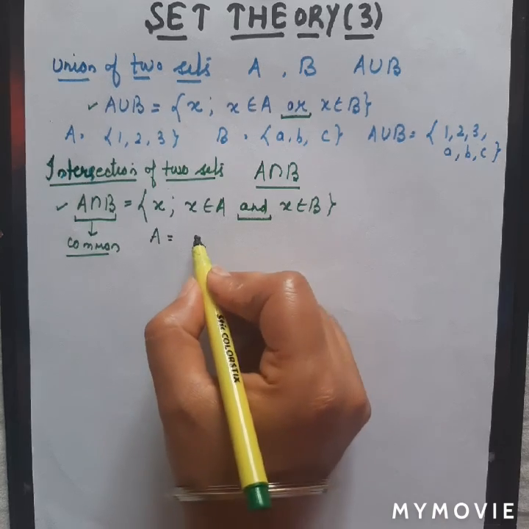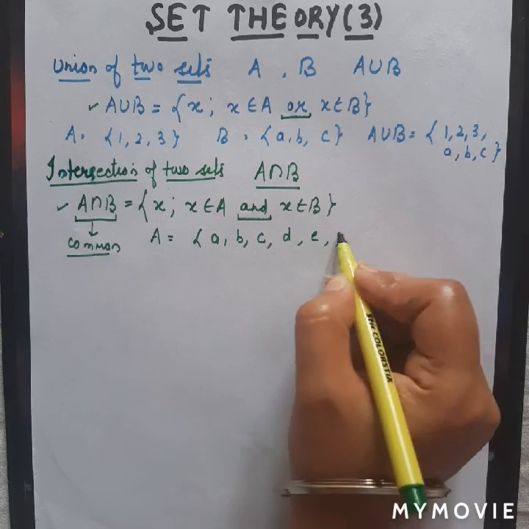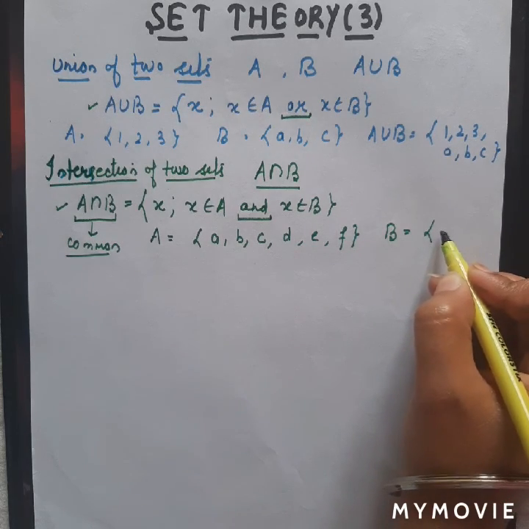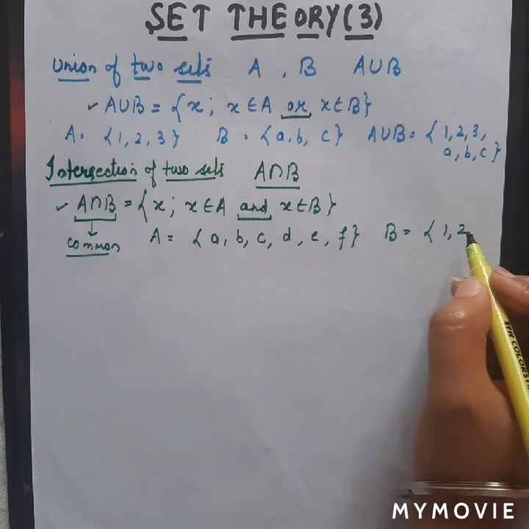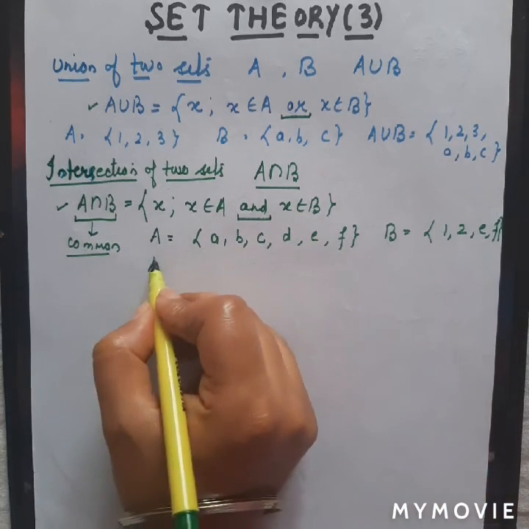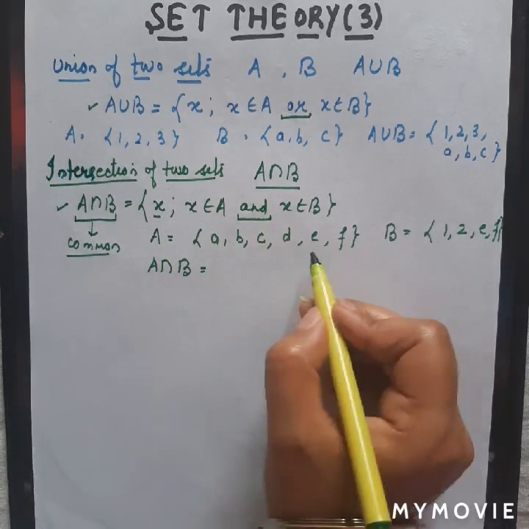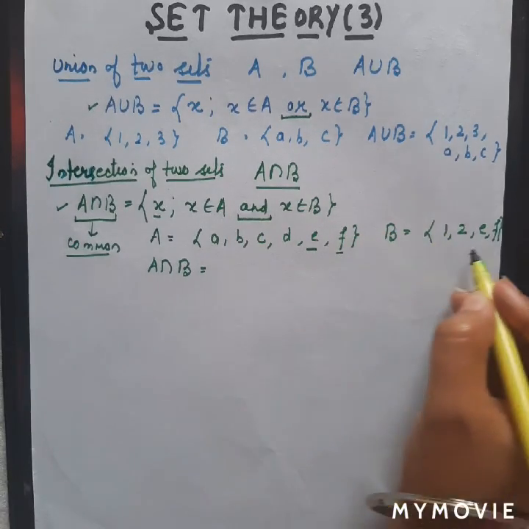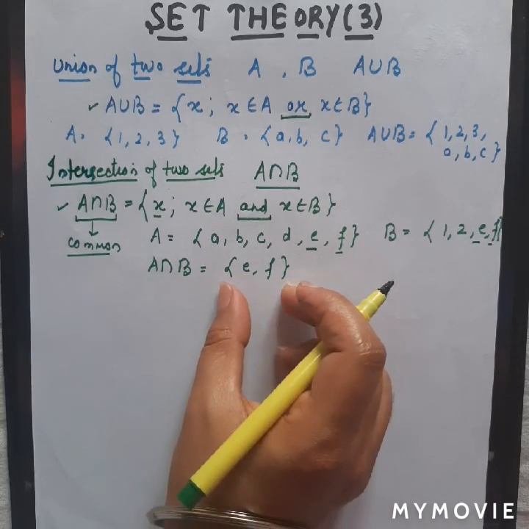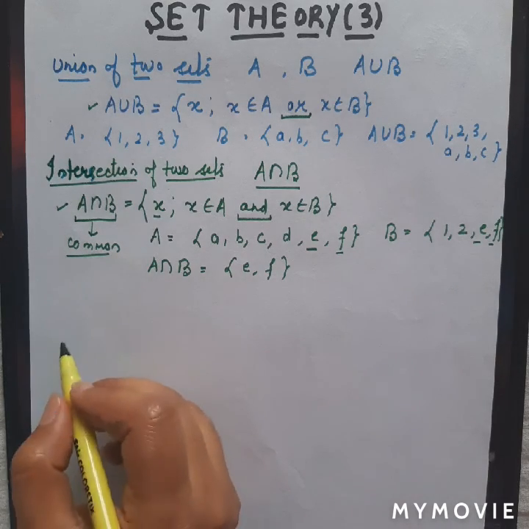In case A is equal to a, b, c, d, e, f, and B is equal to 1, 2, e, f, then A intersection B will be the collection of all the elements of X which belongs to both set A and B. So e, f are the two elements which belongs to both A as well as B. So intersection will be equal to e, f. Fine.